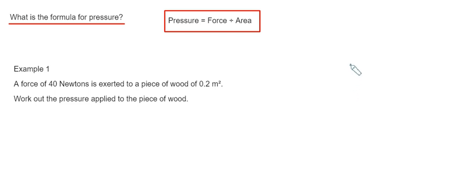Today we're going to answer the question, what is the formula for pressure? So pressure can be calculated by dividing the force by the area. So let's have a look at a quick example then.